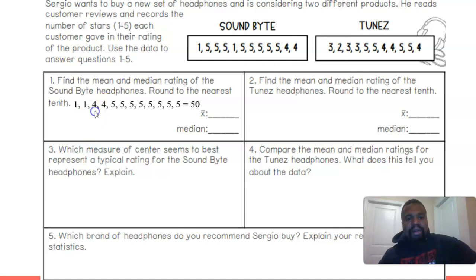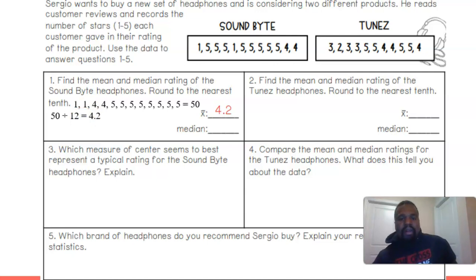To find the mean, I add all these numbers together, and when I add them up I get 50. Then I look at the number of numbers in my data set. There are 12 numbers in the data set. So I take 50 and divide it by 12, and that gives me 4.2, because you have to round it to the nearest tenth. Therefore, the mean of this data set is 4.2. So the average rating for Soundbite is 4.2.